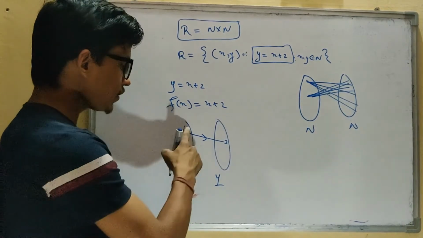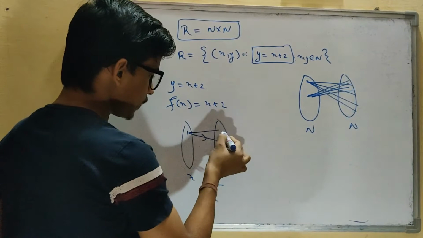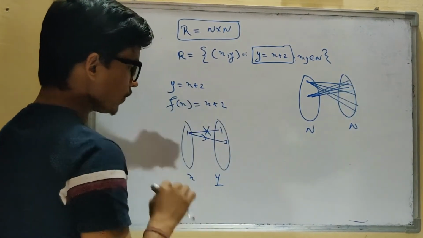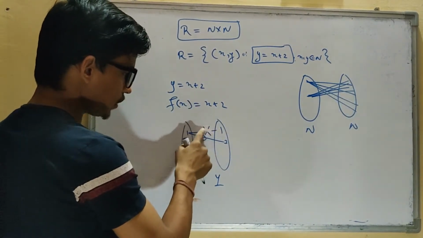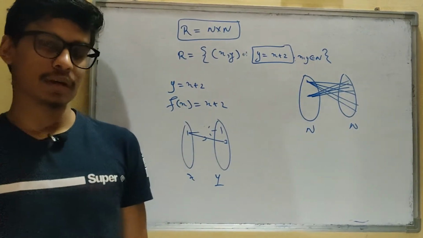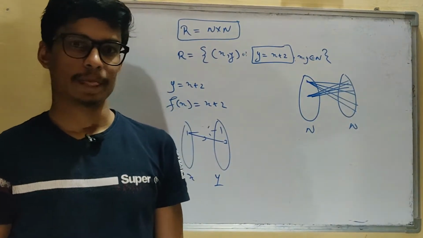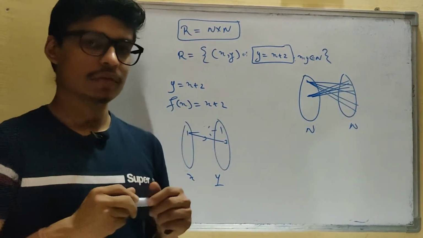Now 1 is not related with any other thing, so in functionality you are not going to consider those parts. So this is what a function is. A function is basically a subset of a relation. You can say it is a subset of a Cartesian product. So this is what a function is.